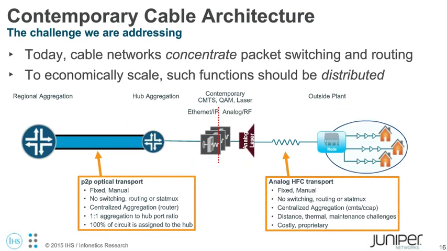So if we look specifically at cable architectures, there's two main areas of the network that we'd like to focus on today. The first is the optical transport system that's in the metro or the regional networks. And the second is the analog transport that's present in the access layer of the network. In both of these parts of the networks, we've effectively concentrated packet switching.